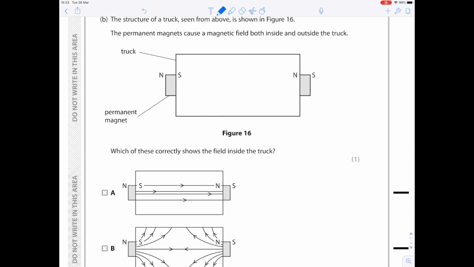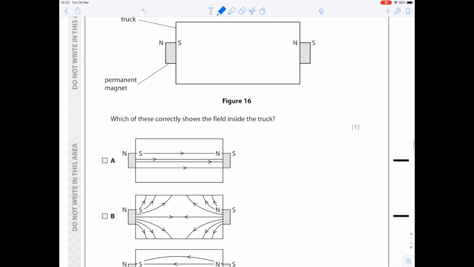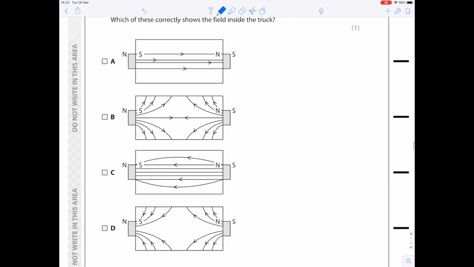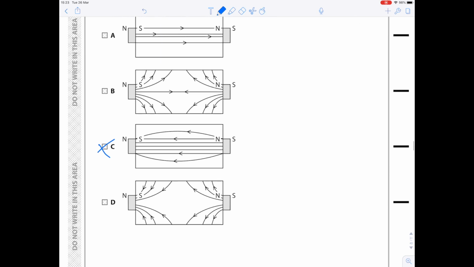B. The structure of a truck seen from above is shown in figure 16. The permanent magnets cause a magnetic field both inside and outside the truck. Which of these correctly shows the field inside the truck? Now make sure you're aware that the magnetic field always runs from north to south, and it's worth learning the magnetic field lines of bar magnets, of a solenoid, etc. And so when you take all of that into account, the answer here is C, so probably the least complex diagram of all.